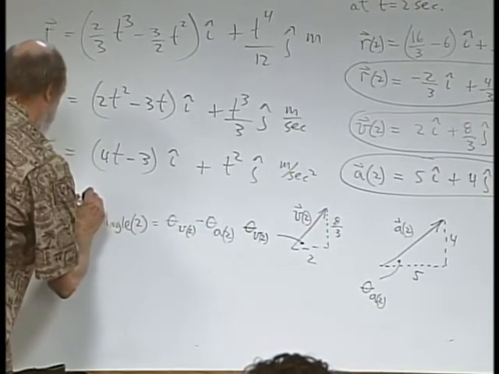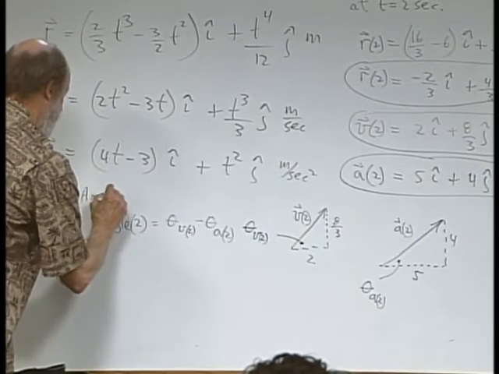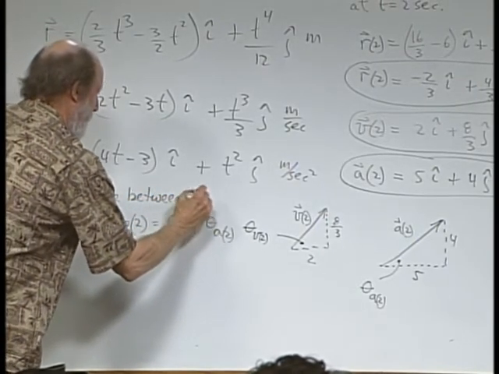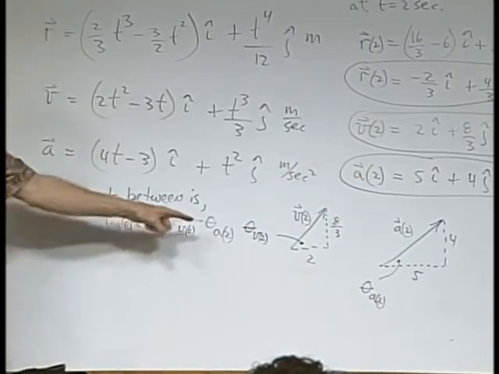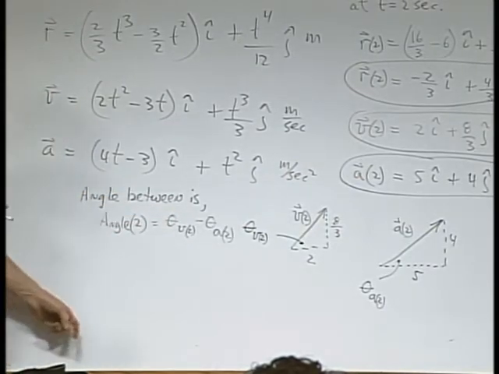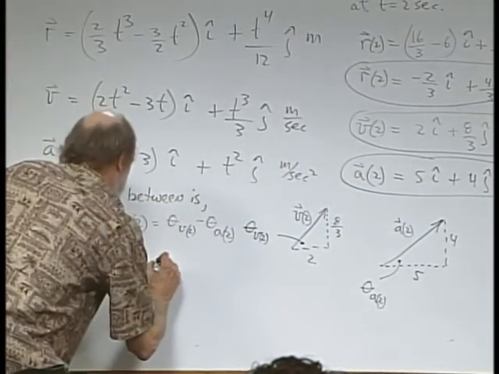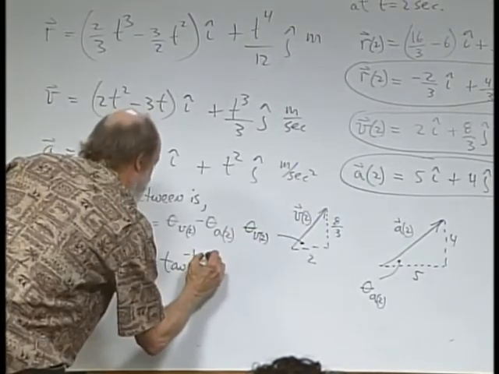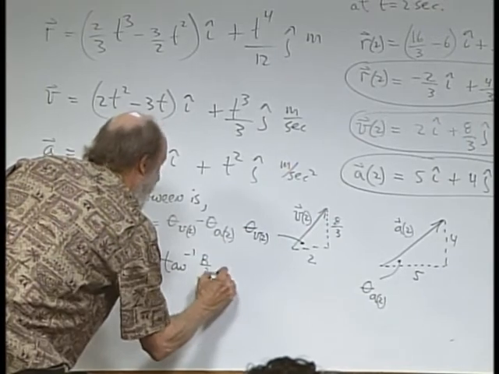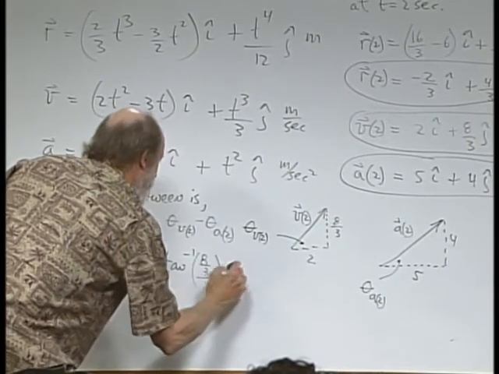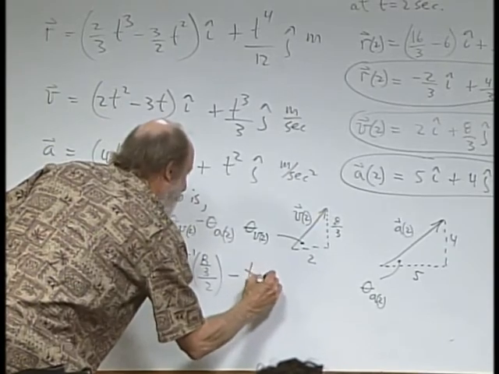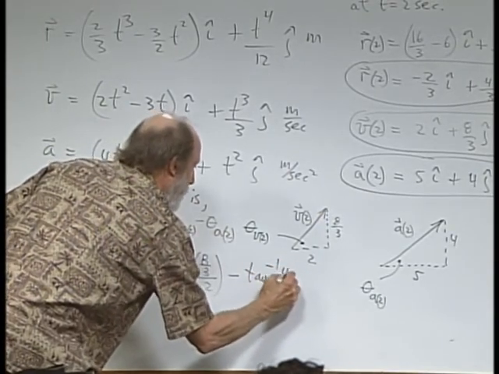And you might even want to write down the angle between is, comma, here it is, and you just crank the inverse tangents there. Inverse tangent of 8/3 divided by 2 minus the inverse tangent of 4/5.